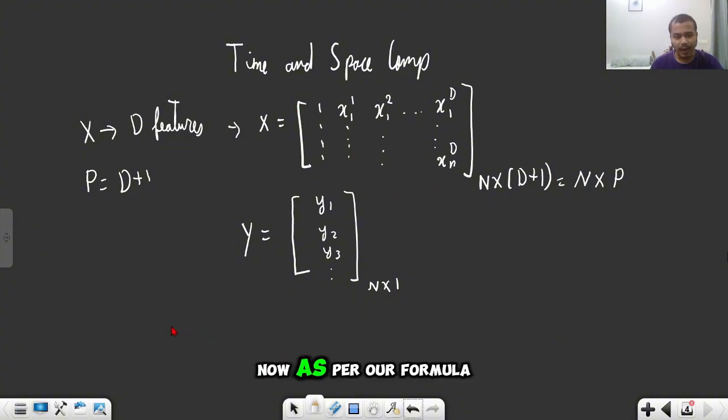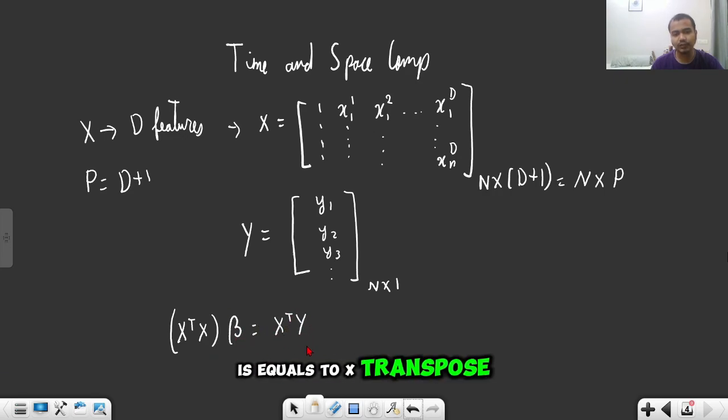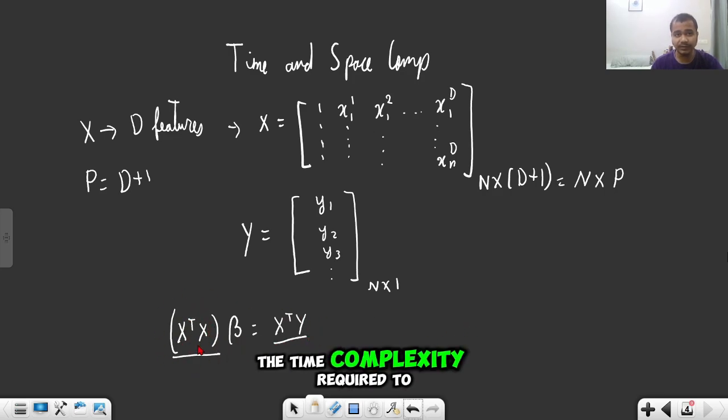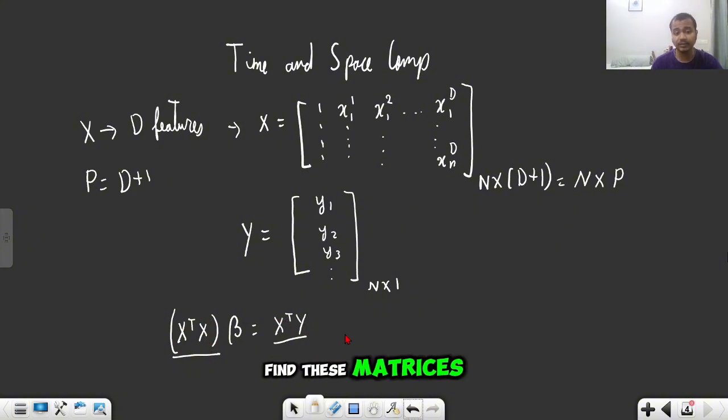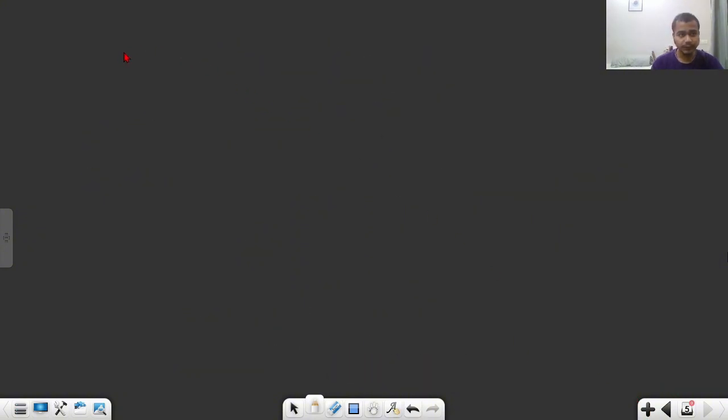Now, as per our formula, X transpose X times beta equals X transpose Y. We need X transpose X, we need X transpose Y. Let's calculate the time complexity required to find these matrices first. So we know X transpose X.